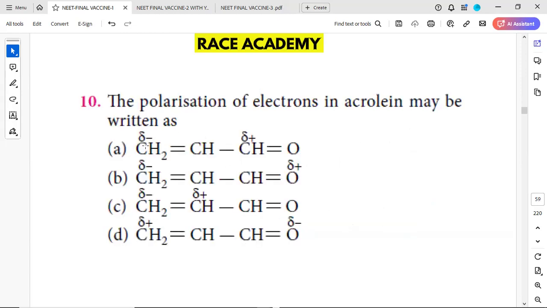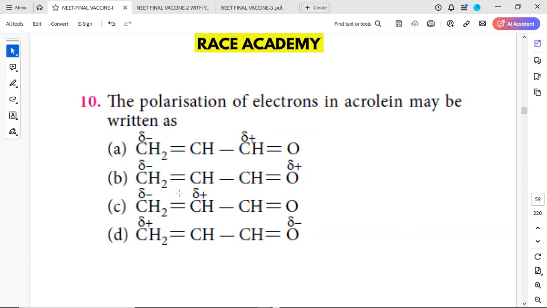Next, question number 10. The polarization of electrons in acrolein may be written as... we are very clear about that. Acrolein is nothing but one kind of alkene and aldehyde based compound. In this, the CHO group is the aldehyde group. That aldehyde group is exerting a negative resonance effect on oxygen. So oxygen has a negative charge, and the terminal carbon atom has a positive charge.